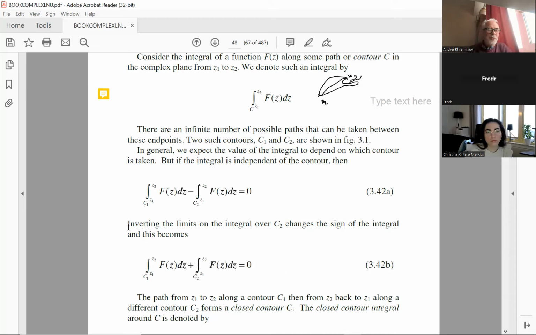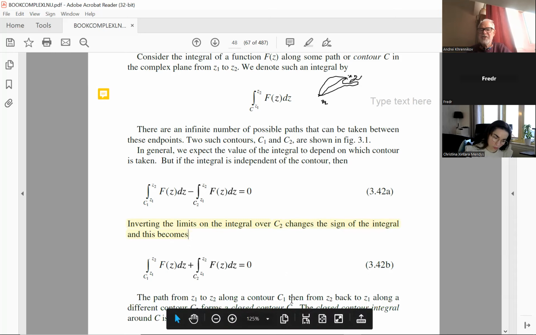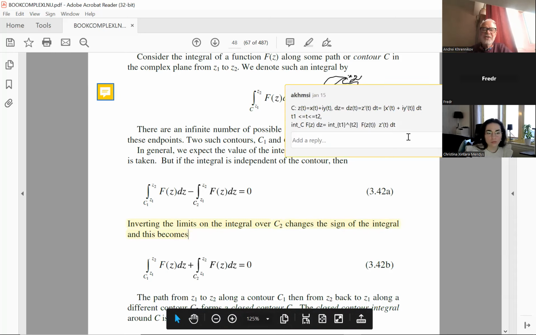Here is a very important remark. If we go this way or this way, so from z1 to z2, or the other way around, from z2 to z1, the integral changes sign. Because finally here is dt, here is dt.